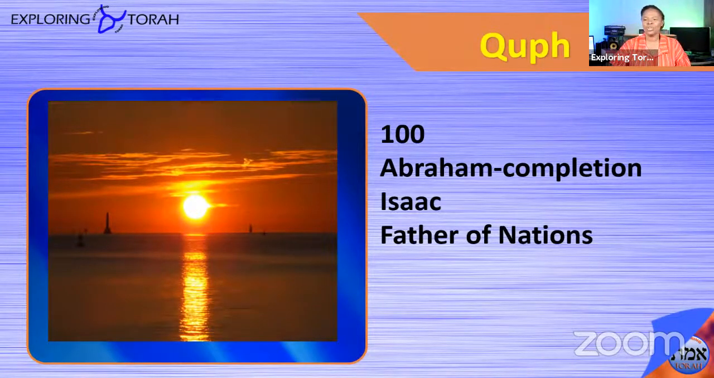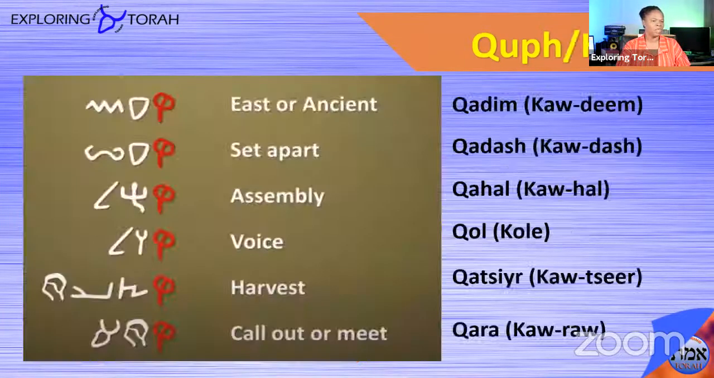The kuf also carries a numerical value of 100. And if you remember the story of Abraham, he was 100 years old when Isaac was born. So that is something to think about and try to remember as you try to remember kuf. All right, so here are some words that actually start with this letter. I want you to notice at the beginning of each word, you're going to see that kuf, you're going to see that symbol.